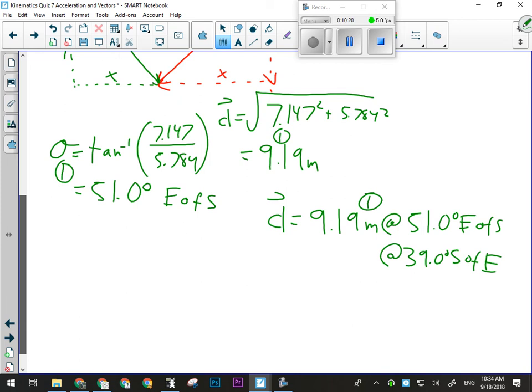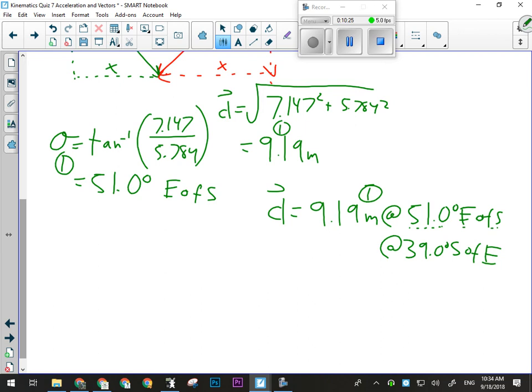Make sure you check this, guys, that if they have the 51, it's east of south. And if they have the 39, it's south of east. The directions have to match the angle. All right, that one is out of 8.